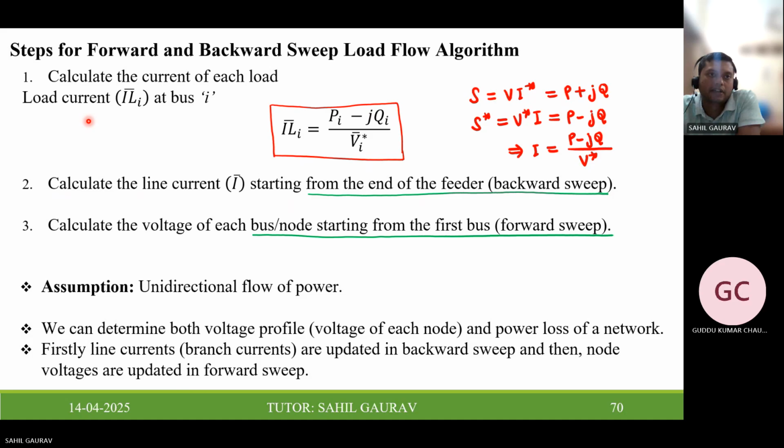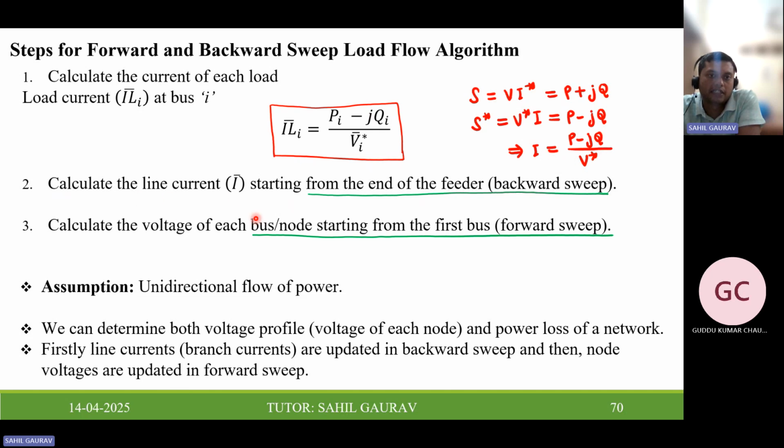So what are the steps for the load flow algorithm? First, you calculate the current of each load, the load current at bus i. We know that S equals V I conjugate. So from this expression, you can write I equals (P minus jQ) upon V conjugate.